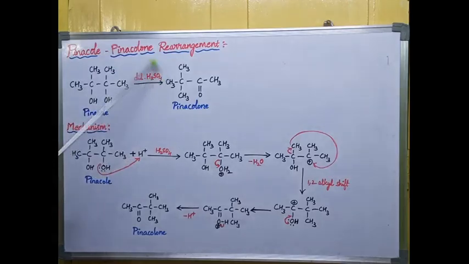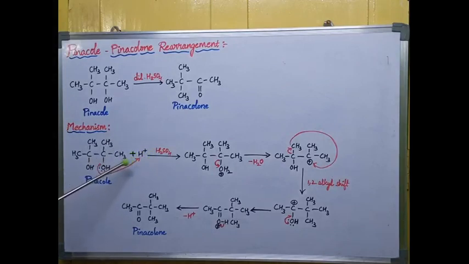In the presence of sulfuric acid, the pinacol is converting into pinacolone through a particular rearrangement, which is called pinacol-pinacolone rearrangement. Let us see the mechanism of the reaction. In the mechanism, we'll take the pinacol first, and to the pinacol we are adding sulfuric acid. So sulfuric acid, already we know it consists of protons.